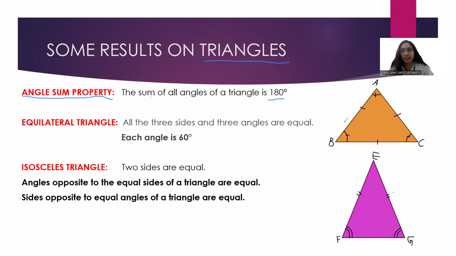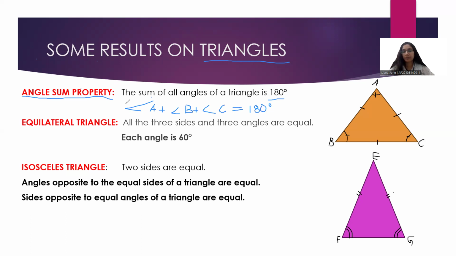In particular, if you are considering this triangle, then angle A plus angle B plus angle C will be equal to how much? It will be equal to 180 degrees. So this is known as the angle sum property of a triangle.